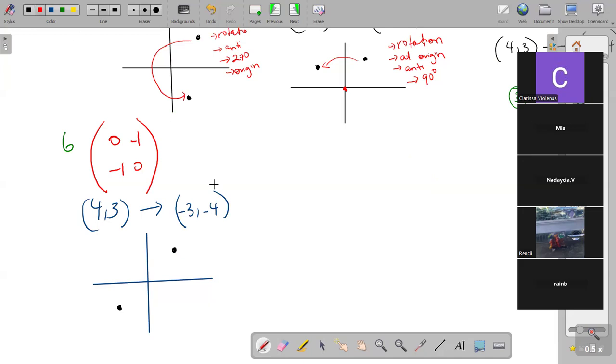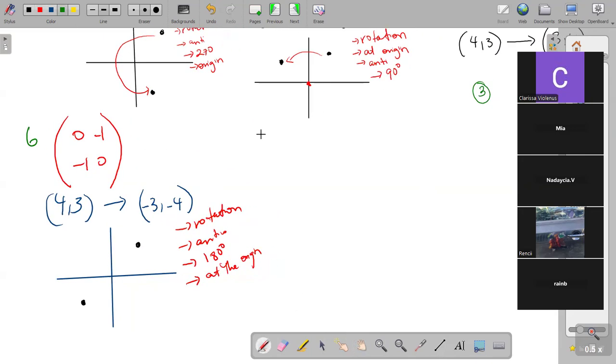So let's break it down. We know it's a rotation. We know it's anti-clockwise. Excellent. Very good, guys. 180. And what else must I state? I must state the center of rotation. What's the center of rotation? At the origin. Very good, guys. Excellent. So we got two more now.